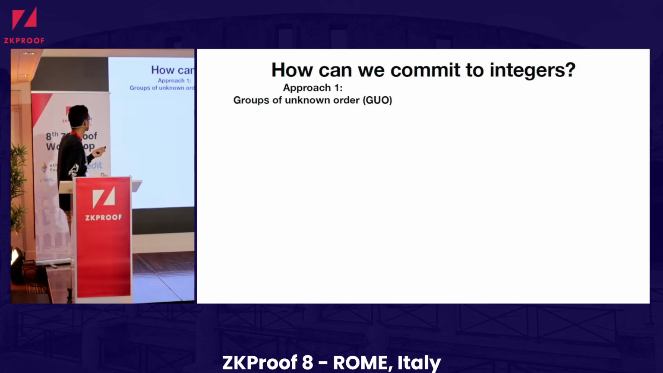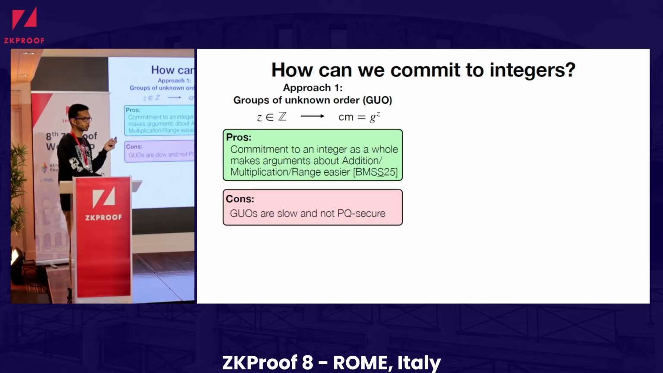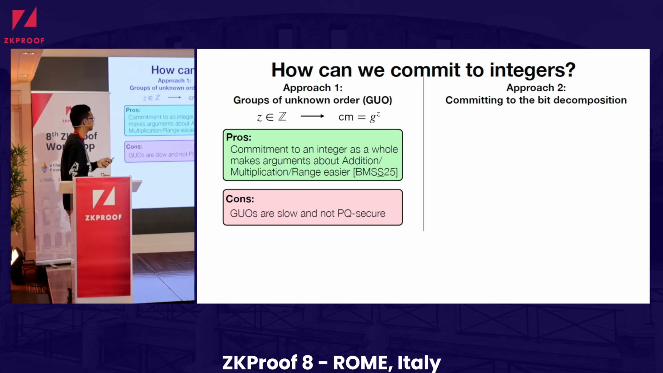Well, one option is groups of unknown order. These are groups where a computationally bounded adversary cannot compute the order of the group in a reasonable amount of time. So here, the commitment is just going to be g to the power z. And this is binding to integers. This is fine. The only downside is that they're not post-quantum secure, and they're also pretty slow in practice. But the good thing is this makes operations very easy, because you're committing to the integer directly. To add them, you just homomorphically add them together. You're fine.